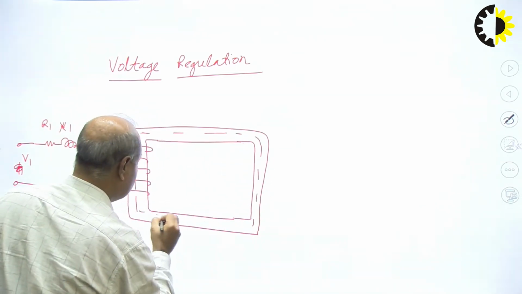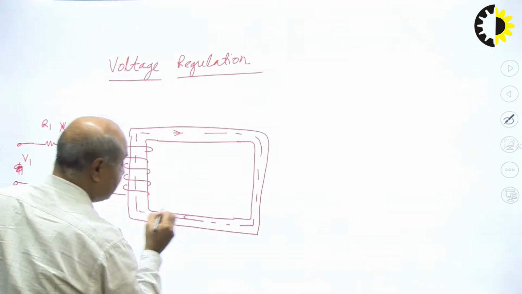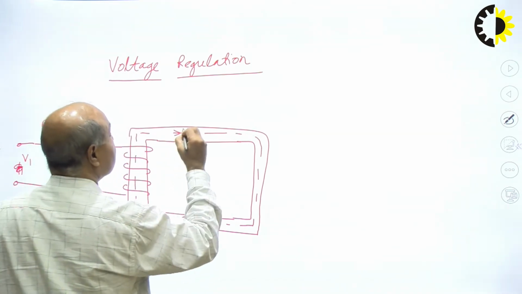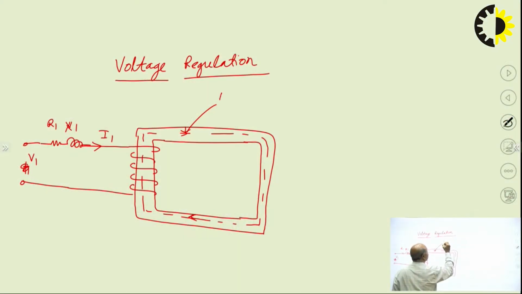and a flux is set up in this core, and this flux is shown, and the direction of this flux will be like this. So this is the flux phi. This is known as mutual flux phi.